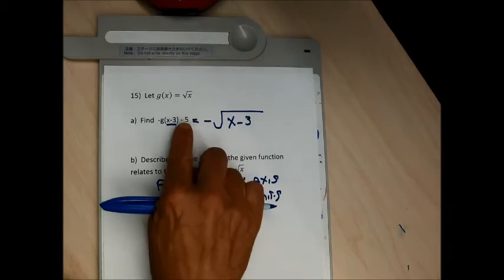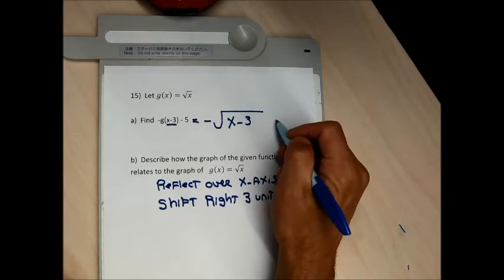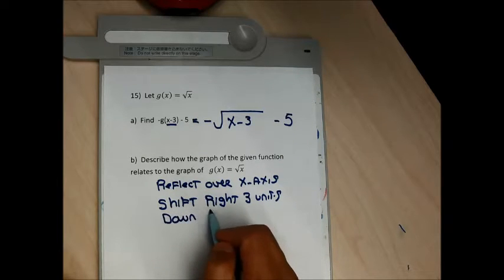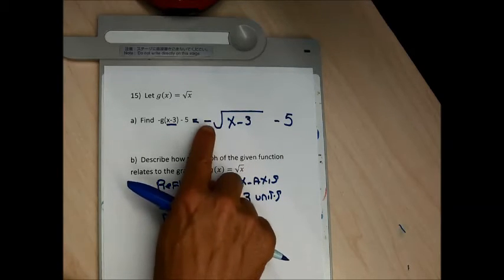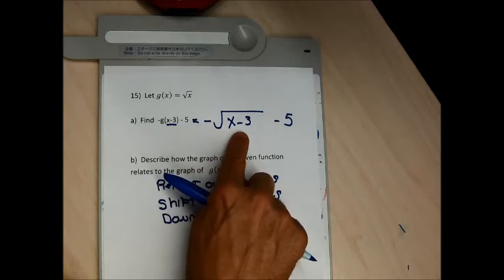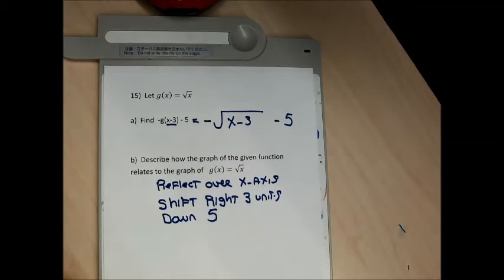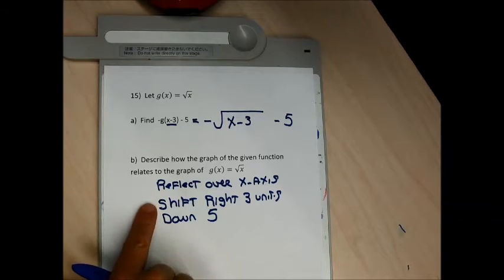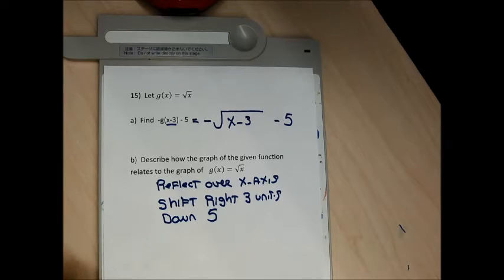The minus 5, because it's not in a parentheses, goes after the function, and it's going to move the graph down 5 units. So to find each function, you're going to have a negative, then the square root of x minus 3, and then minus 5. And then you need, in any order, say it's reflected over the x-axis, shifted right 3 and down 5.